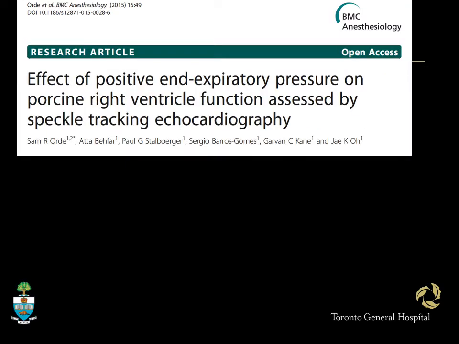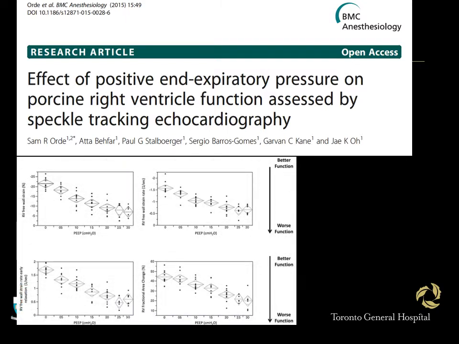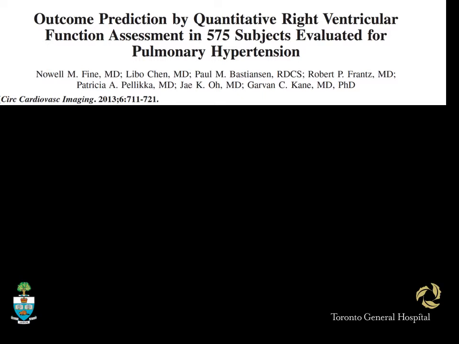We were talking about how we want a value that gives us the ability to quantify a spectrum of function. This is an animal study, but I liked it very much because this is a pig model where they were measuring right ventricular strain in the pigs while changing the PEEP. And you can see that looking at the free wall strain, by increments of 5 centimeters of water of PEEP, there's a significant change in strain. So it's a very sensitive measurement. Even just 5 of PEEP actually has an influence on the strain measurement.